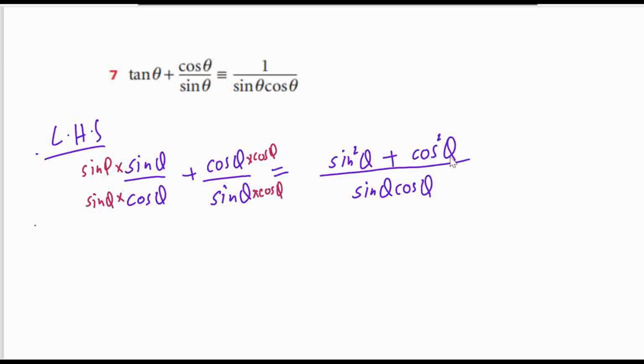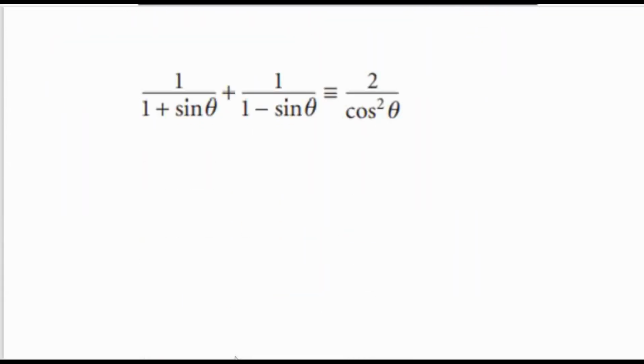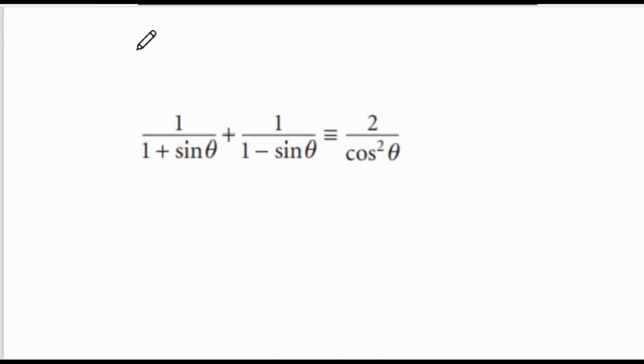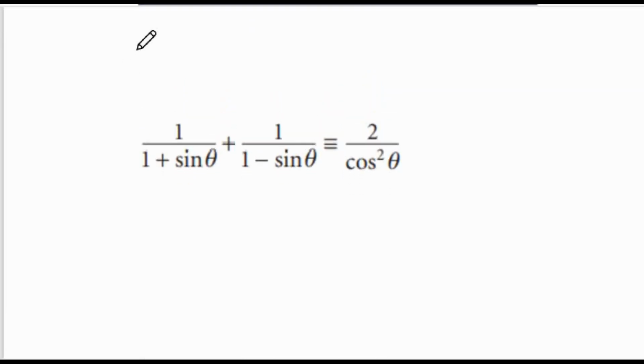Now we know that sine square theta plus cos square theta is equal to 1. So sine theta cos theta, this will be the final answer, and we can see that this one is the right hand side. Let's move to the next one. Now this will be the last question and we will discuss it, and then we will wind up the class.